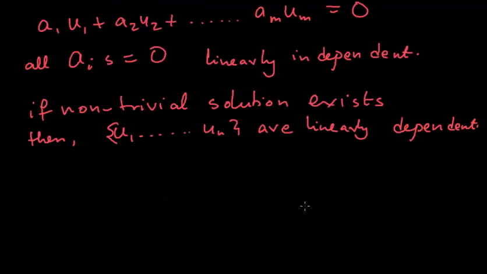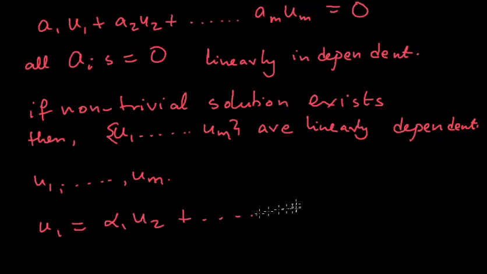What does this mean? This means that one vector of this can be written as a linear combination of the others. For example, u1 can be written as alpha 2 u2 plus up to alpha m um. Any vector can be written as a linear combination of some other vectors if they are linearly dependent. If they are linearly independent, then we can't write one vector as a linear combination of the other vectors.